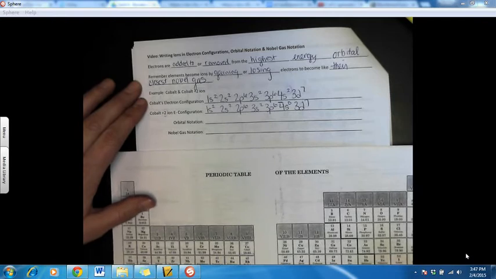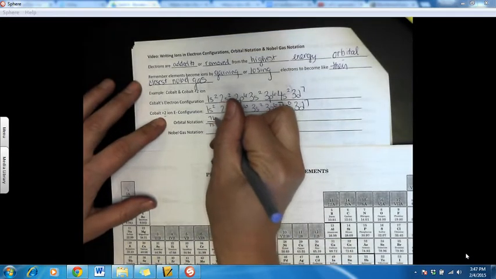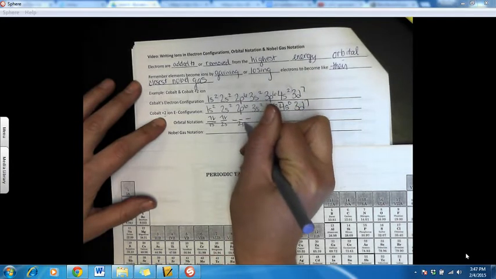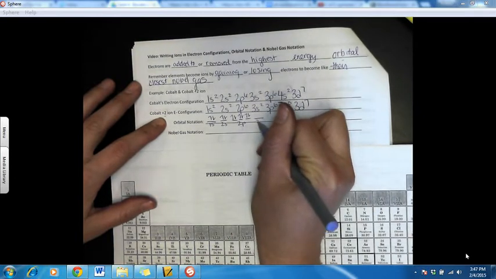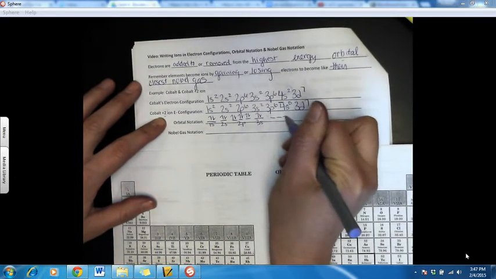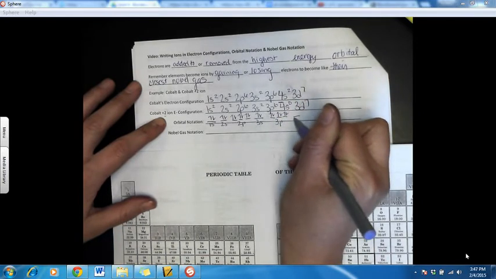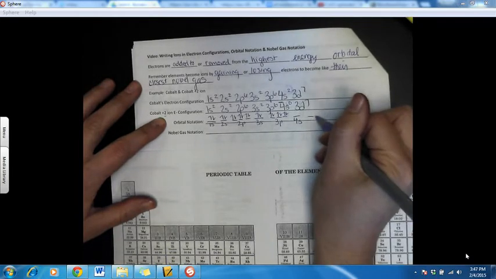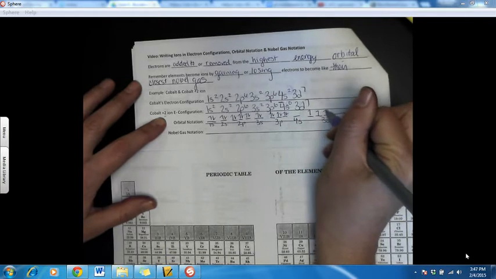Okay. Therefore, it's going to have an orbital notation that looks just like its original, except my 4s is going to stay blank because there's no electrons there. And my 3d is still going to have 7.